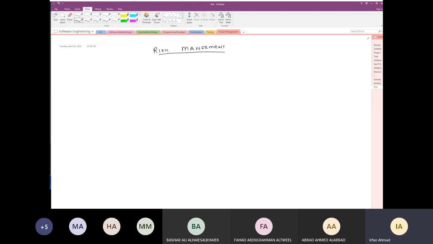Moving on to risk management, again, this is another important aspect of project management: managing the risks. Now the question is, what are risks? What do you think about it? What are risks? Any answer? What do you think? What are risks?